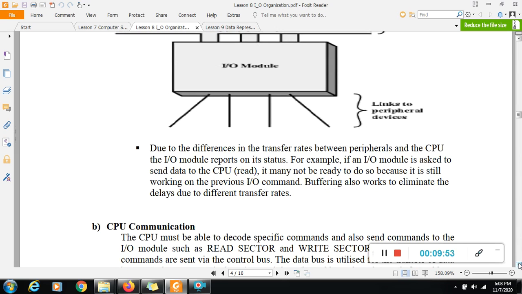Due to the differences in the transfer rates between the peripheral and the CPU, the I/O module reports on its status. For example, if an I/O module is asked to send data to the CPU, that is a read, it may not be ready to do so because it is still working on a previous I/O command. Buffering also works to eliminate the delays due to different transfer rates.